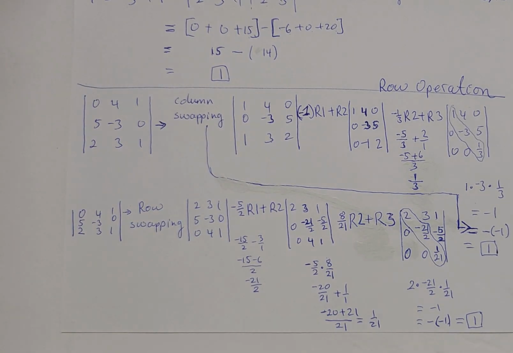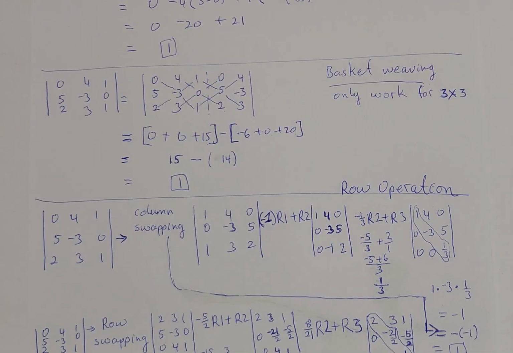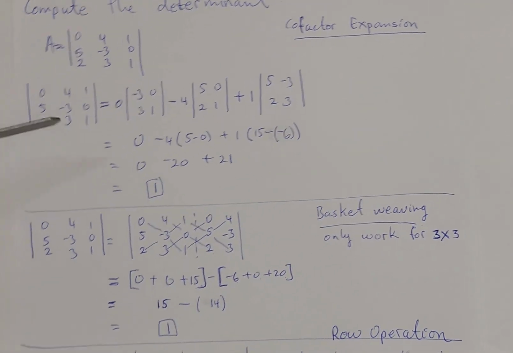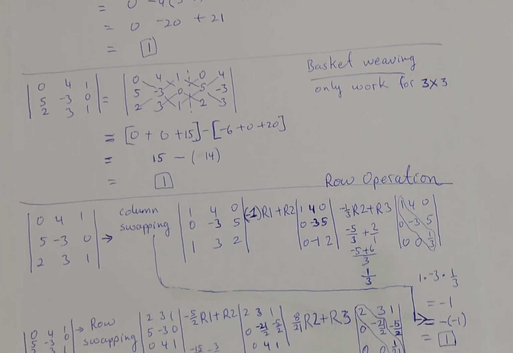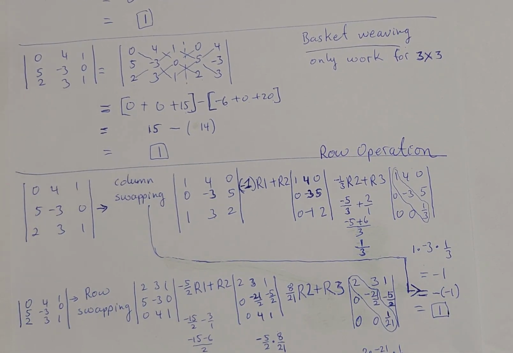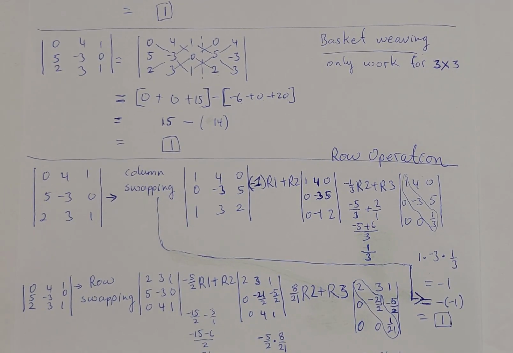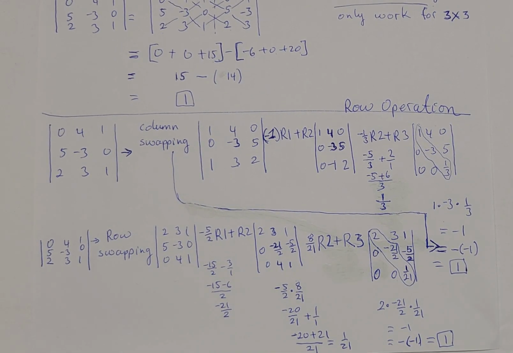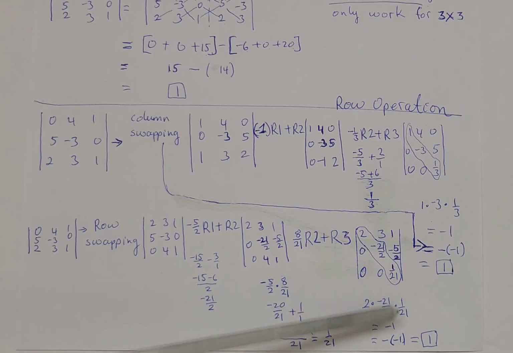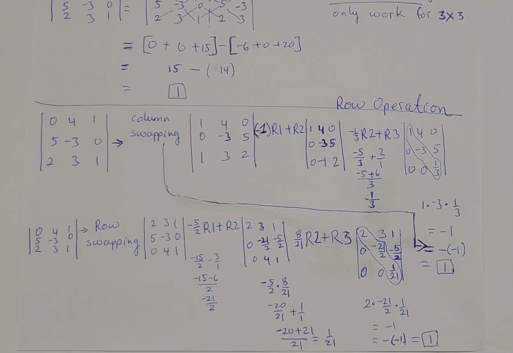Okay, so in this lesson, cofactor expansion, the determinant is 1. Basket weaving is also 1. Okay, and row operations also give me positive 1. Okay, so all three methods give you the same results.